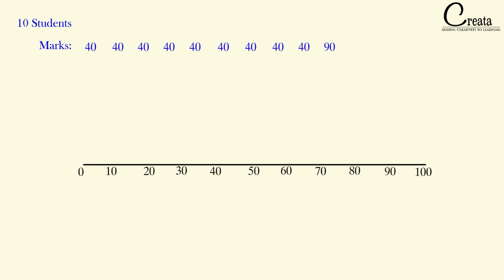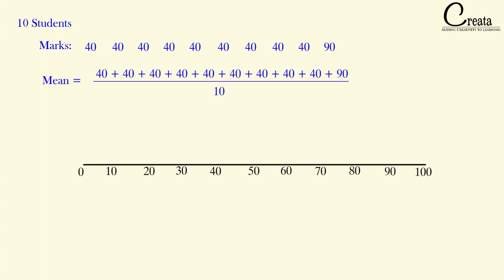And also assume that this scale does not have any weight, zero weight, just for the assumption. Firstly, let's calculate the mean. How do we do so? We will add all these numbers and divide by the number of students, which is 10. We got the mean as 45. Okay, so this is the point which is the mean.